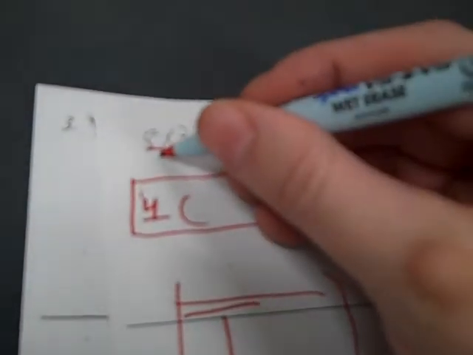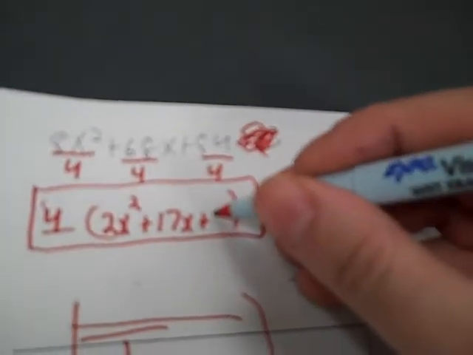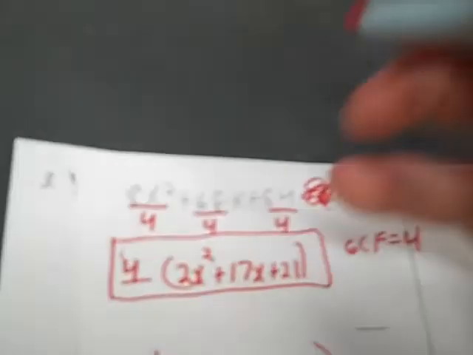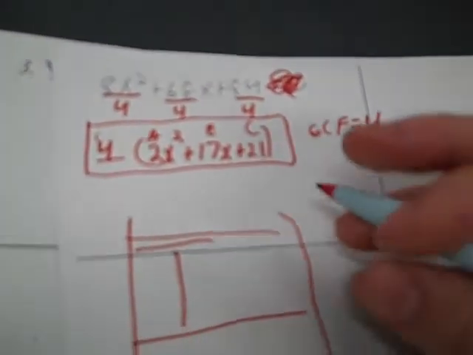Okay, so that means pull the 4 out and then show yourself dividing by 4, but you're not dividing by 4x. Okay. So 8 divided by 4 is 2. The x to the second stays to the second. 68 divided by 4 is 17. The x stays x. Then 84 divided by 4 is 21. Okay? So A, B, C. Okay?